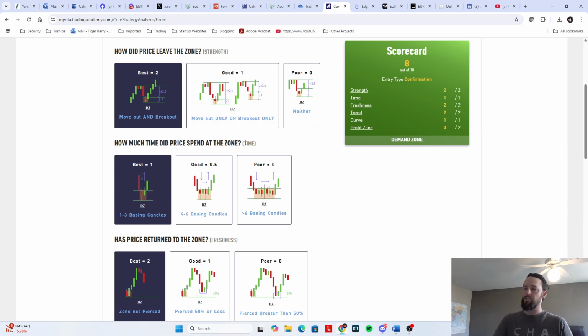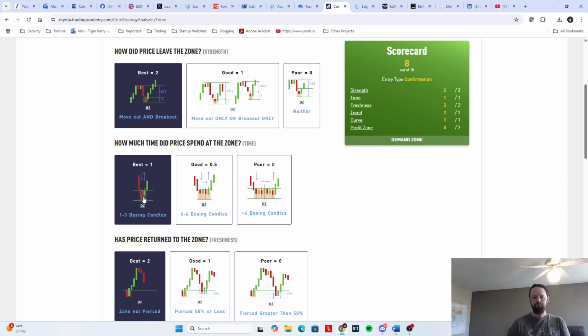How much time did price spend at the zone? Let's look at this one here, right? That one there. Ideally, if price comes down and it bases, we want it to have, like it says there, 1 to 3 basing candles. Okay, 4 to 6, like this example here, is okay but not ideal. And anything over 6, like this example here, it's spent too long at the zone. So we ideally want to buy from zones where price did not spend too much time.